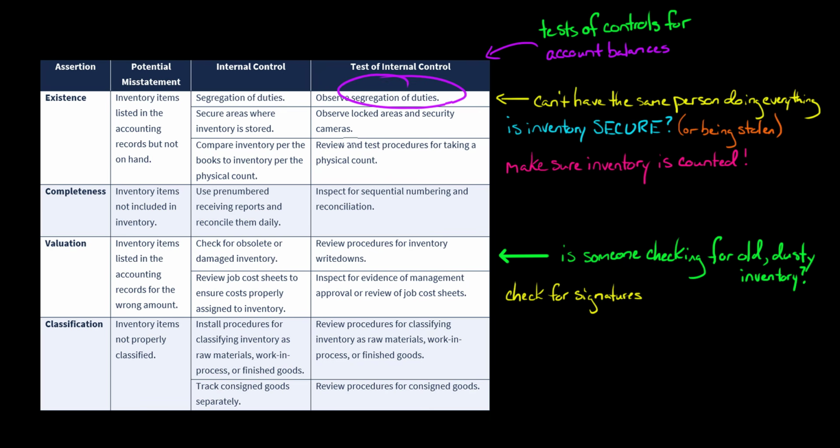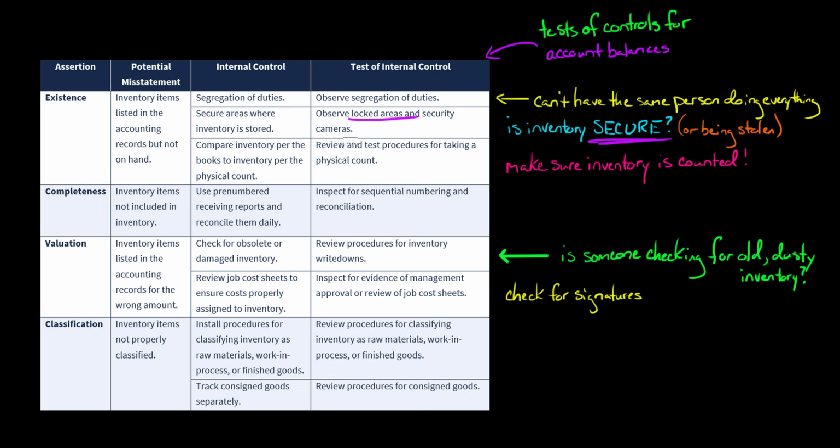So segregation of duties, as always, is very critical. We cannot have the same person doing multiple tasks. That opens the door to fraud, right? They purchase too much inventory, they pocket some of it, take it home and sell it on eBay, and then they report that they received a different amount, or maybe they say some of it was scrapped, or whatever, right? They'll find a way to steal inventory if we're not careful. Related, we need to make sure inventory is secure.